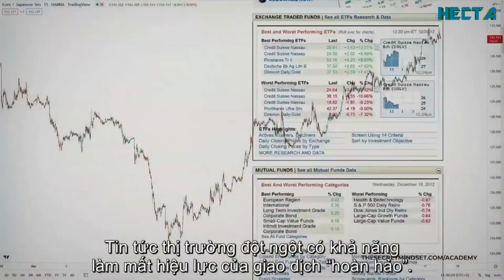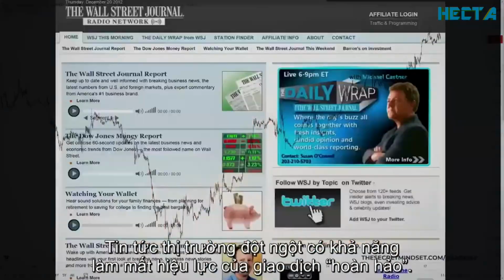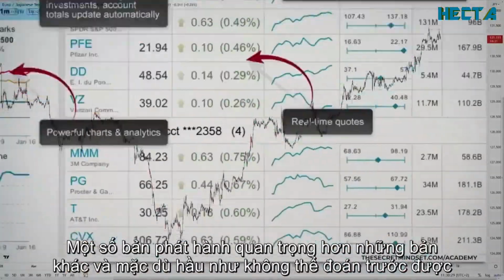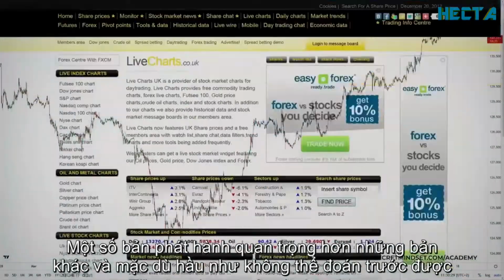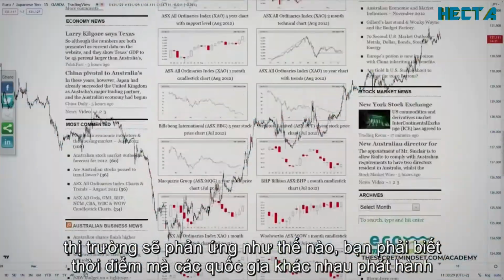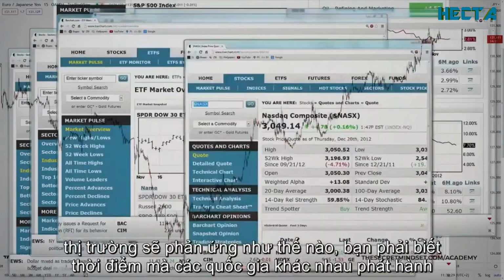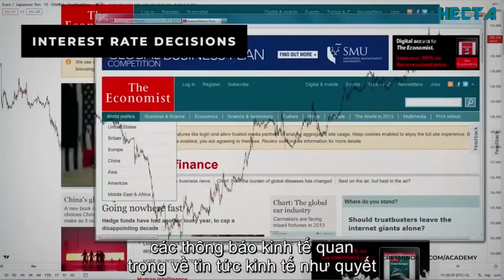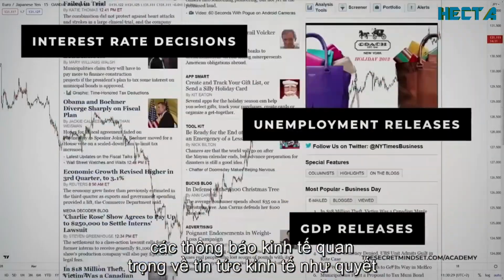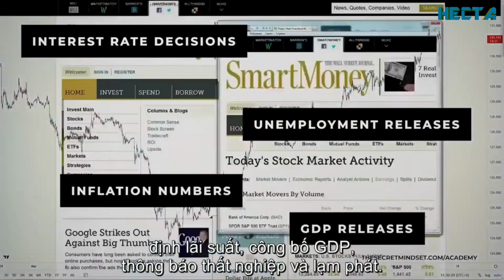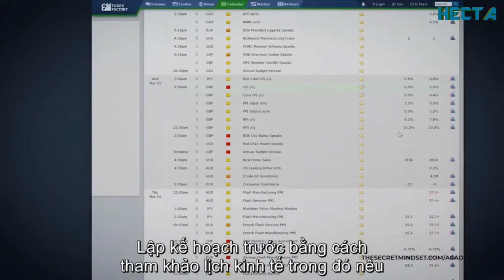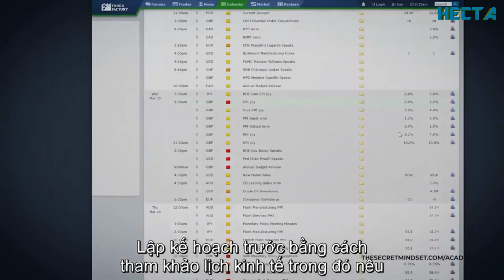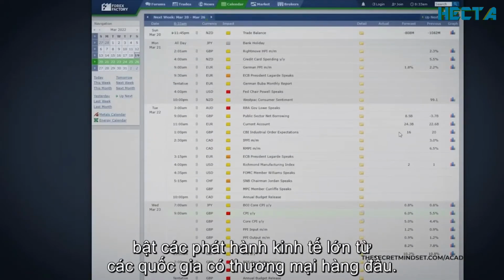Sudden market news have the potential to invalidate the perfect trade. Some releases are more important than others, and while it's almost impossible to anticipate how the markets will react, you must know the times at which various countries release important economic releases, like interest rate decisions, GDP releases, unemployment, and inflation announcements. Plan ahead by consulting an economic calendar which highlights major economic releases from the top trading nations.